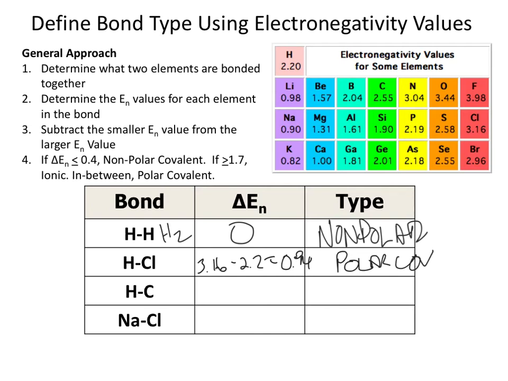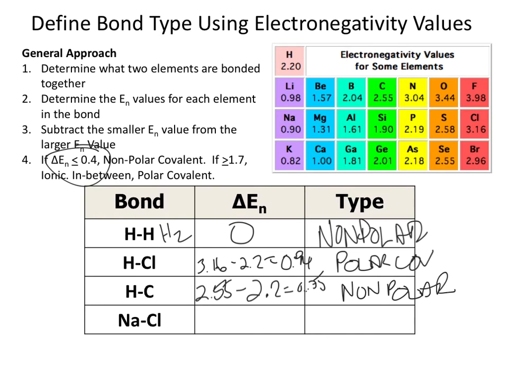Carbon and hydrogen again. So here's my carbon, here's my hydrogen. Again, you're going to subtract hydrogen, which is the lower number, from the carbon. So 2.55 minus 2.2, which equals 0.35. So by definition, since it's less than or equal to 0.4, it's going to be nonpolar covalent.